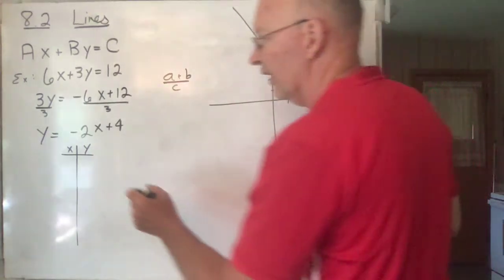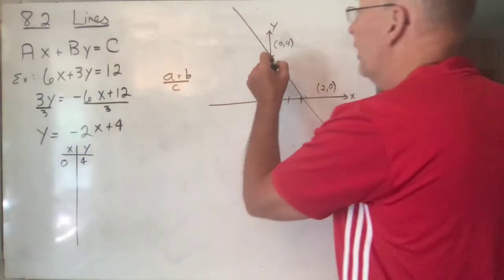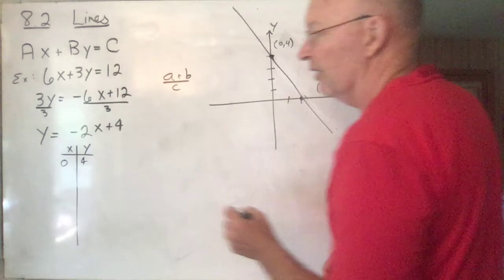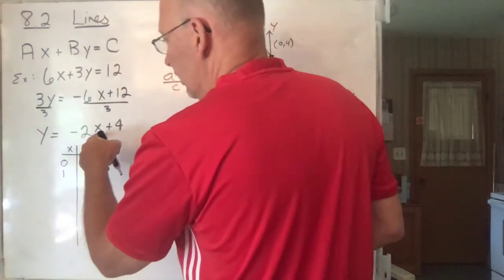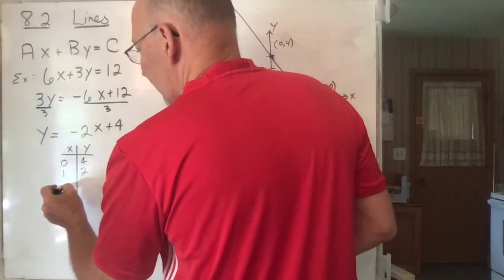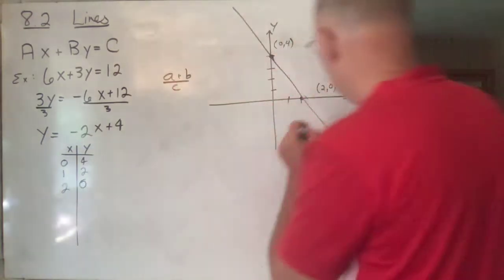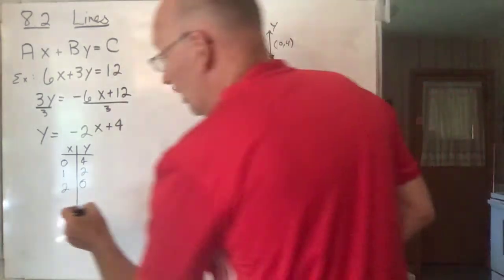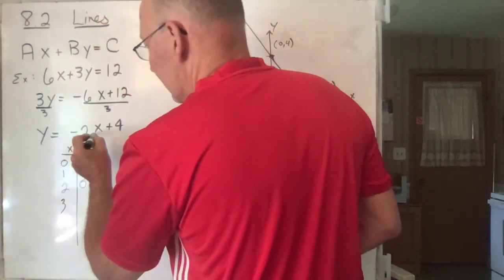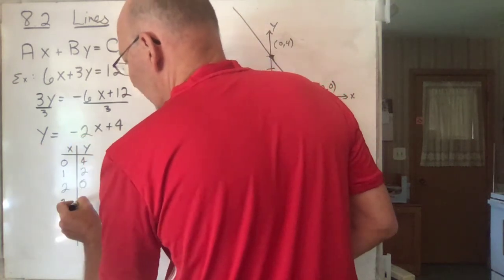So for example, if x is 0, then y is going to be 4. We already have that one. See that? Let's throw in some other ones. If x is 1, then you're going to get negative 2 plus 4 is 2. If x is 2, we're going to get negative 4 plus 4 is 0. We already have that one. See that? If x is 3, you're going to get negative 6 plus 4 is negative 2.